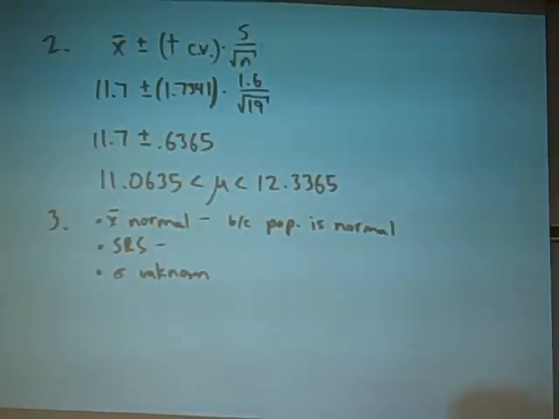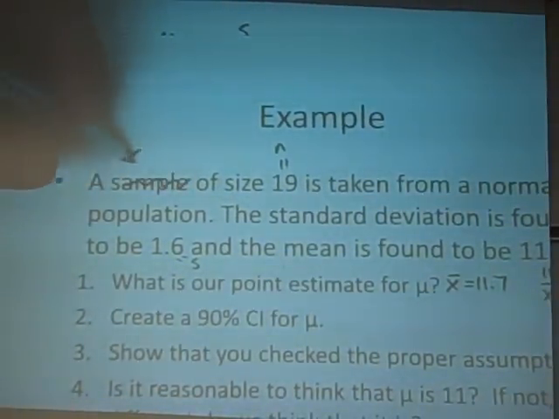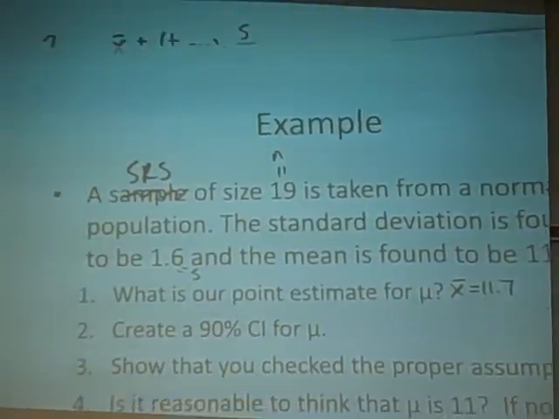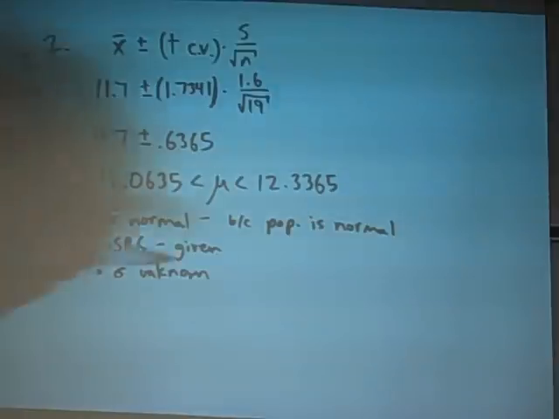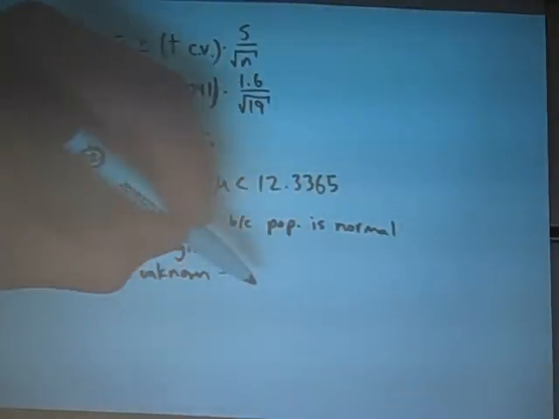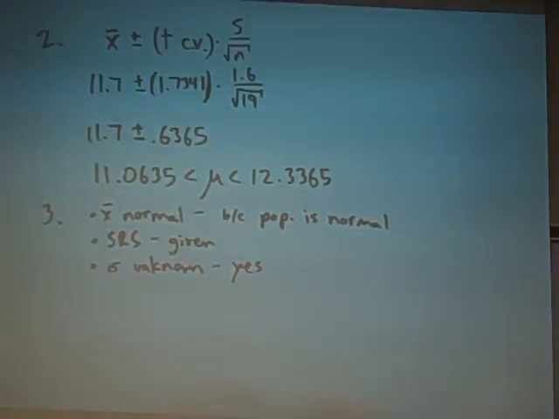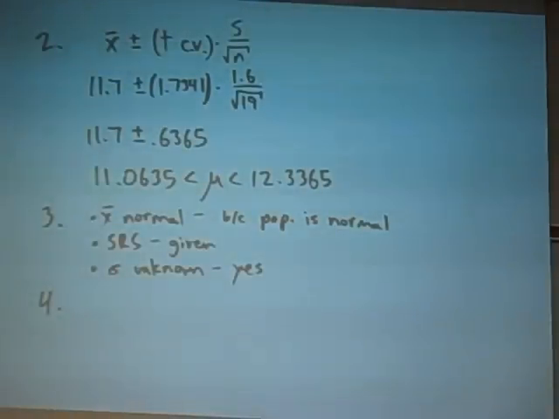Simple random sample. I intended to put that there, so yes. I intended to give that to you. And sigma unknown, sure. It's really easy to assume you don't know something, right? There's a lot of things I don't know. It's easy to assume. Yeah. So that's number 3, we're good in terms of assumptions. Number 4, is it reasonable to think that mu is 11?